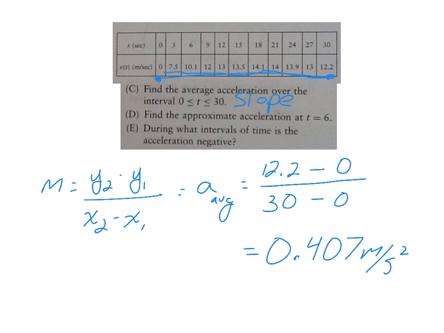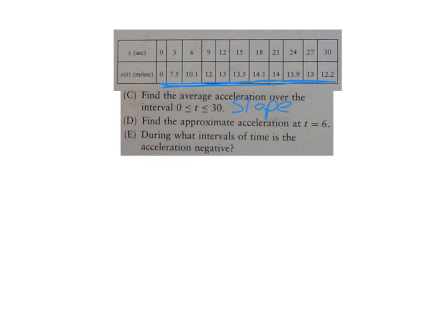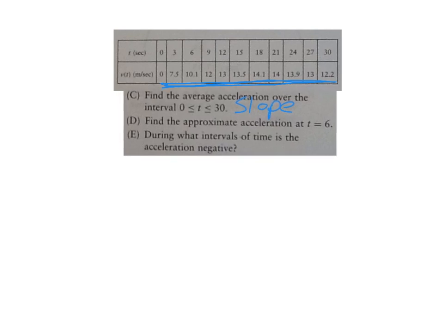Okay, let's try the last two parts. Let's see if I can fit them on the same page. So we're going to find the approximate acceleration at 6. Again, we can't find the derivative of velocity. But when we want to find the approximate value of something, we can think of it like a tangent line. And we're going to make this 6 the middle. So we can take any interval here where 6 is in the middle of our interval. So from 3 to 9, we could even use 0 to 12 if we wanted to get an approximate value. So we got a couple of choices here.